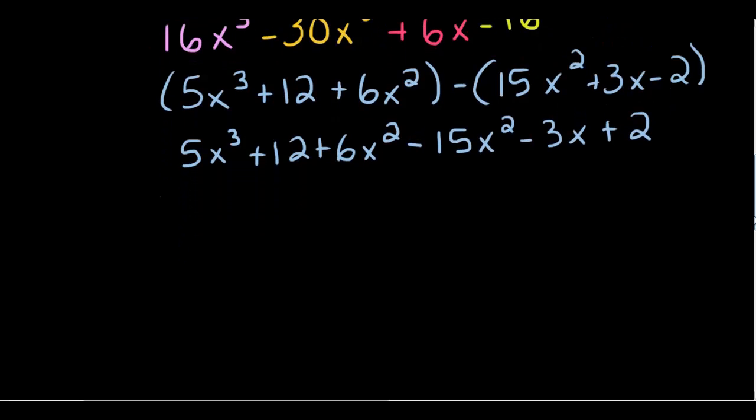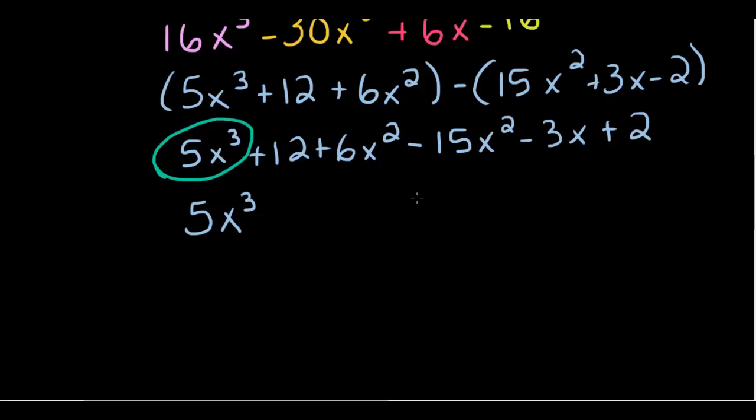And then we're going to start combining like terms. And since I want the answer to be written in standard form, I'm going to start by looking at the term with the highest degree. Well, this is the one, 5x cubed. So this is the first term I'm going to write down. And that's the only one. So there is no other term with x cubed. So I'm just going to write 5x cubed.